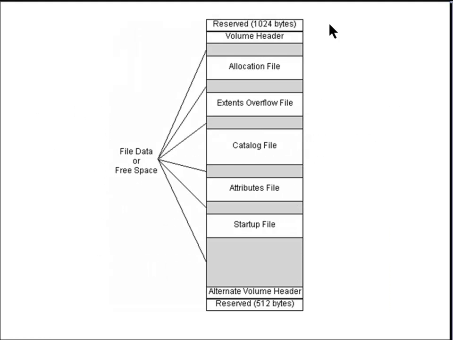And this is how it looks linearly, how the placement of the special files occurs. You have the volume header starting after the first reserved 1024 bytes. Next you have the allocation file, which shows which blocks are allocated. Then you have the extents overflow file, which holds information about files and where they're located. Then the catalog file, which holds file attributes, and it holds information on the first 8 extents of a file. Then we have the attributes file, which holds further information on each file's attributes, and then we have the startup file.